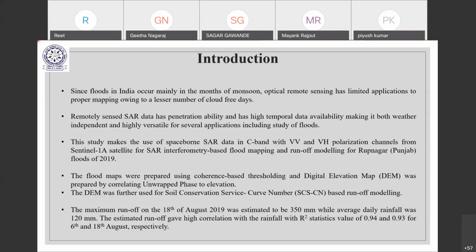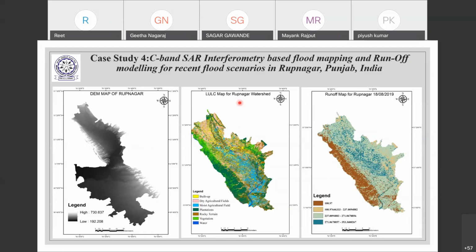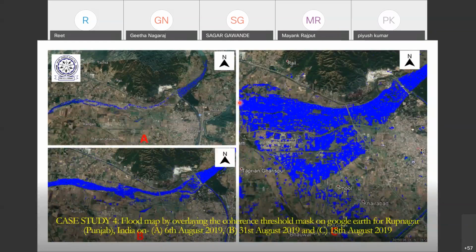Now is it visible, the map? Sir, it's showing the same slide, the introduction slide. Okay, wait for some time. I think it will change. Now it's changing. Yeah.